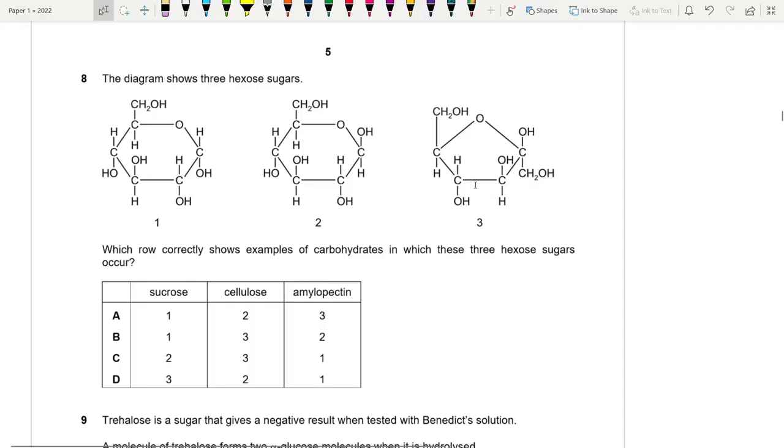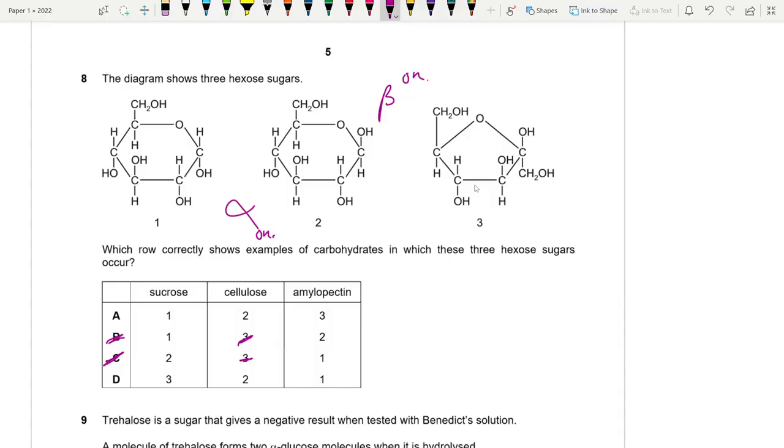The diagram shows 3 hexose sugars. Which row correctly shows examples of carbohydrates in which these 3 hexose sugars occur? Okay. So remember, in alpha glucose, the OH group is here. For beta glucose, the OH group is above. So 1 is actually alpha glucose, and 2 is actually beta glucose. So in cellulose, we'd get beta glucose 2.